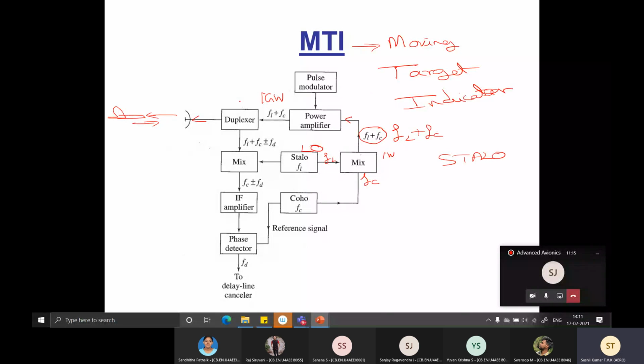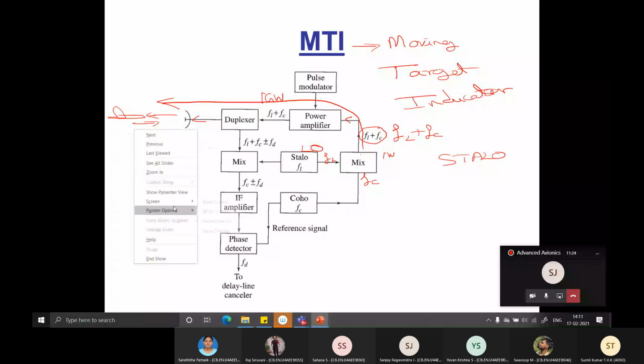So this is the basic transmitter chain. Now the reception side, you get the signal, the reflected signal or the echo. Definitely it is some carrier plus minus FD. Since we have used FL plus FC, we will use the same term here.